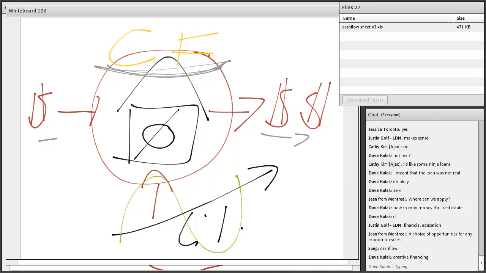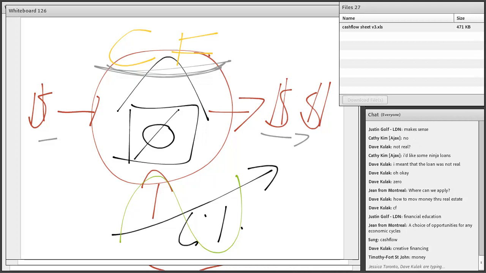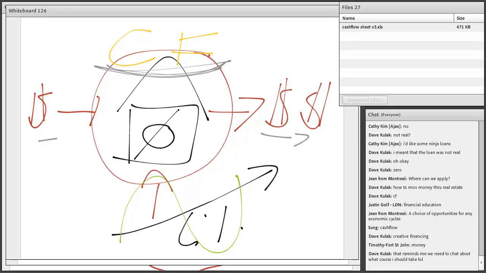Because what's the game we're really playing here? Can anybody tell me what the real game is? It's not the real estate game, it's the what? Who can tell me? Yeah, it's the money game. Timothy, excellent. It's the money game. The real game we're playing here is the money game.